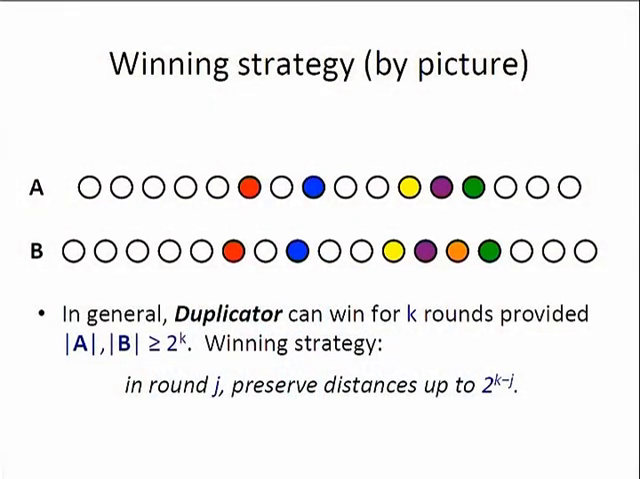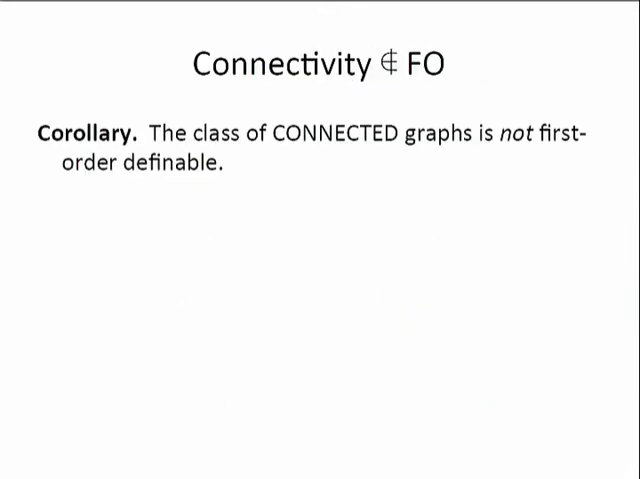So what can we say in general for this game when A and B differ by one element? In general, duplicator can win the k-round game provided that both A and B have at least 2 to the k elements. So duplicator can win for log many rounds. And the winning strategy is just, in round j of the game, we preserve distances up to 2 to the k minus j. You can write this out formally, but I think it's pretty clear, a very simple example.